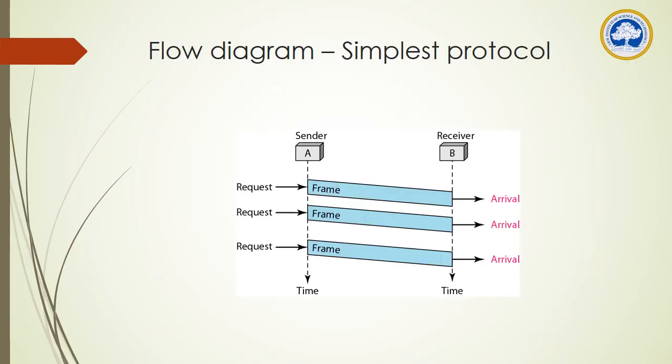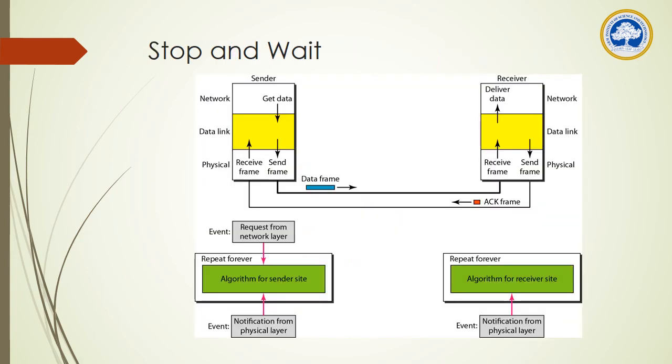So this diagram will explain how the simplest protocol will work. Sender A sends the frame to the receiver. After arrival at the receiver side, the receiver is not sending any acknowledgement back to the sender, whereas immediately the sender A sends the next frames to the receiver B at regular intervals of time. Next protocol is stop and wait protocol.